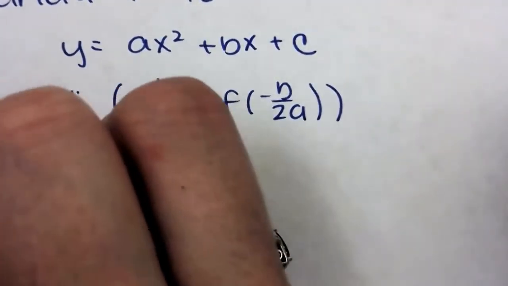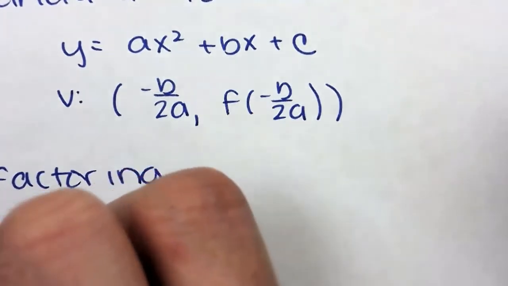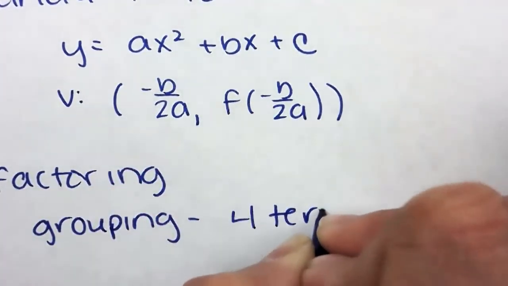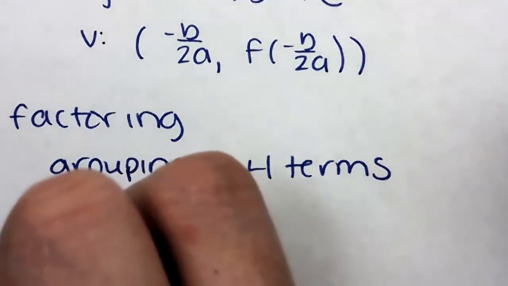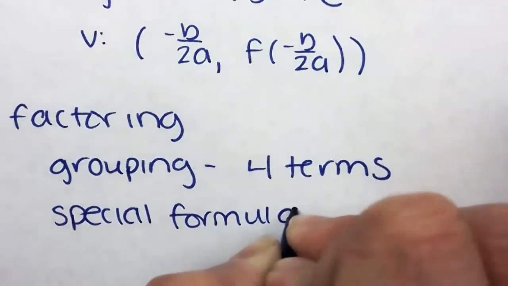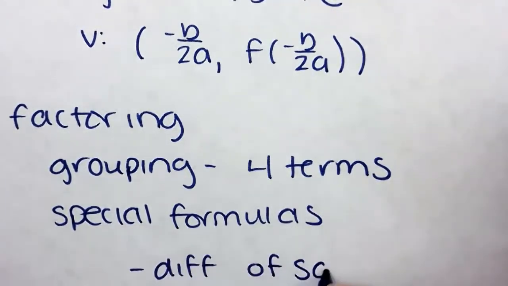We have three types of factoring. We have grouping, which you use if there are 4 terms. We have our special formulas. So that's difference of squares, which is a squared minus b squared, which factors as a minus b, a plus b.